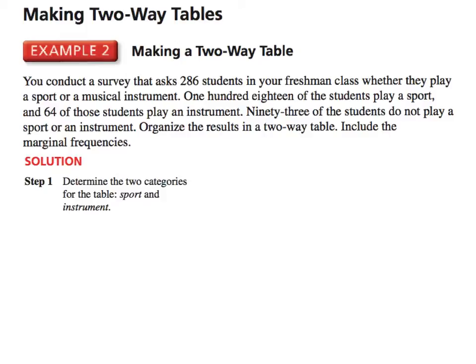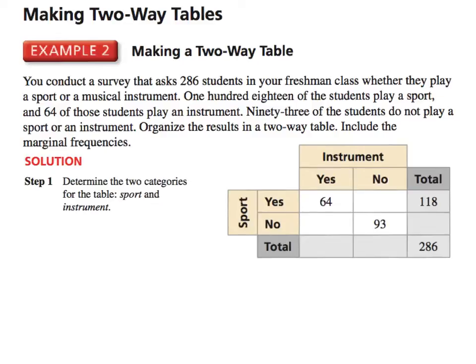Step 1. Determine what the two categories are. Well, they are sport and an instrument. So from the chart, we should see that we have an instrument. An instrument is going to be yes or no, and sport is going to be yes or no. Now, once again, you could put sport up here at the top and instrument on the side. It does not matter. Now, we know that 286 students, so we know that's a total, 286, we put that here, are in the freshman class. Well, this whole thing represents the freshman class. 118 students play a sport. So 118 would be yes for sports, that'd be the total.